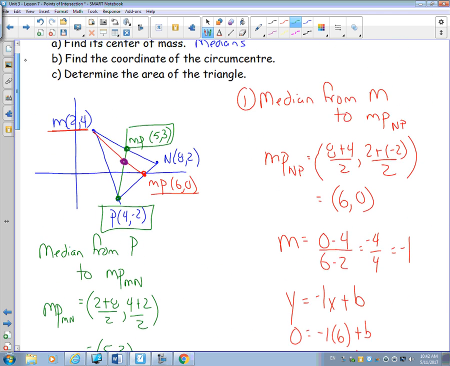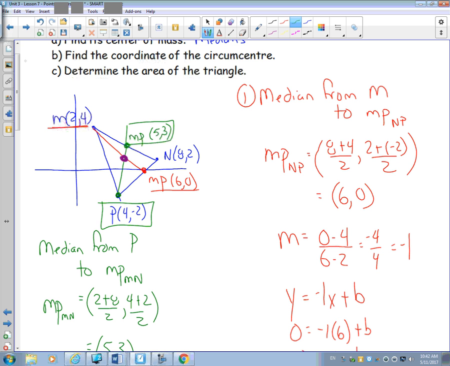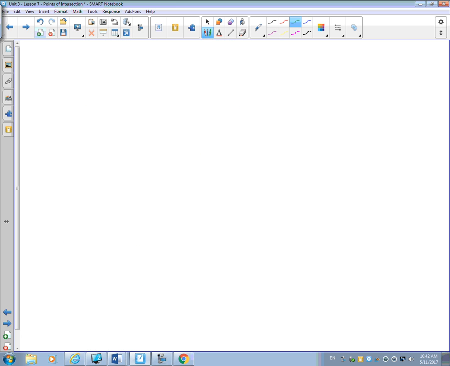Let's do part B. Part B is find the coordinate of the circumcenter. And I'll tell you right now, there's absolutely no shortcut for a circumcenter. Okay? You do have to do it the long way. So what does that mean? What that means is we're going to take the same picture. I'm going to redraw it, okay? Same points we had a second ago. Start all over again, basically.